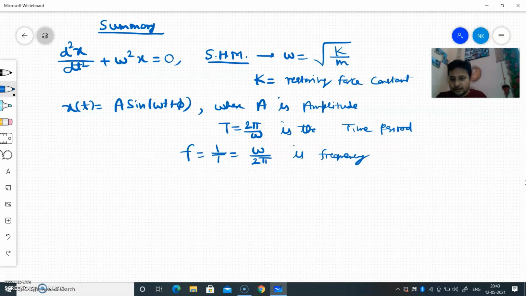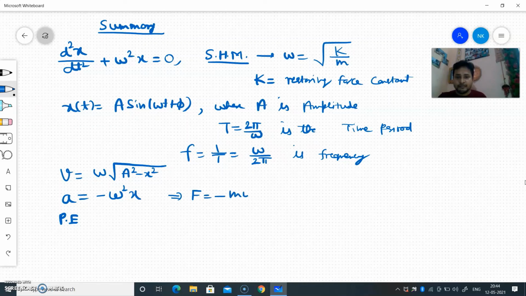Okay, so then we found the expression for velocity. So velocity is just omega under root of A square minus x square, and the expression for acceleration is minus omega square x. Okay, the potential energy, यहाँ से आप फोर्स भी निकाल सकते हो, फोर्स इज जस्ट माइनस एम ओमेगा स्क्वायर एक्स, या माइनस के एक्स भी था, है ना। Potential energy is nothing but half m omega square x square.